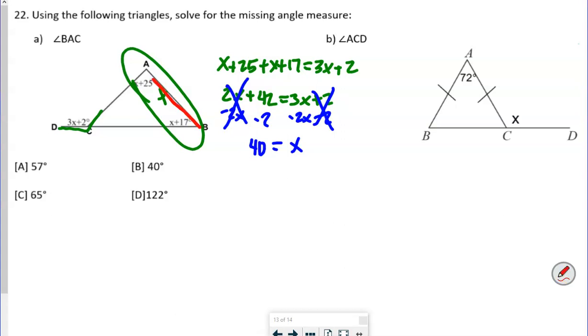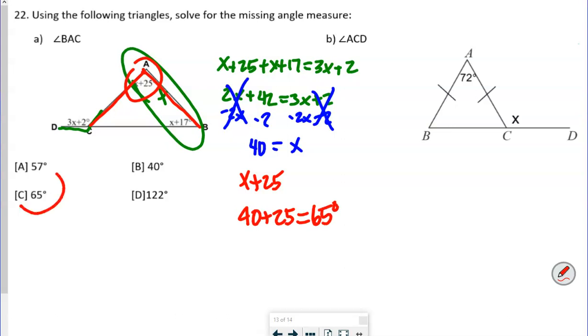So now it's asking me for BAC. So BAC, remember that little middle letter is always going to be what we're looking for. So that's going to be x plus 25, which means we're going to do 40 plus 25, and so that angle measure is going to be 65 degrees. So that's C.